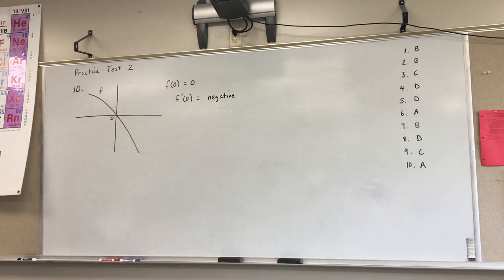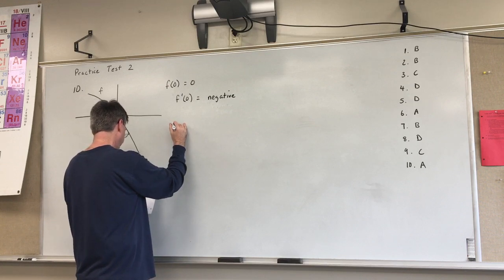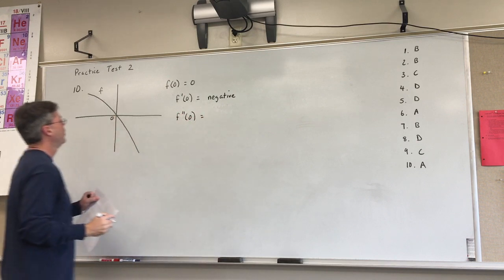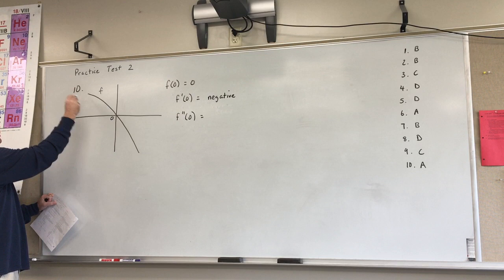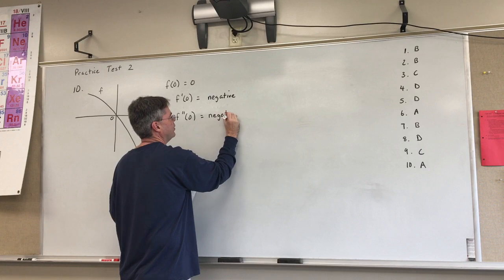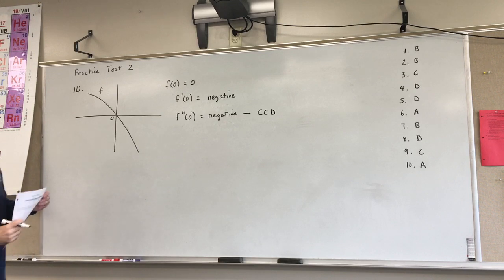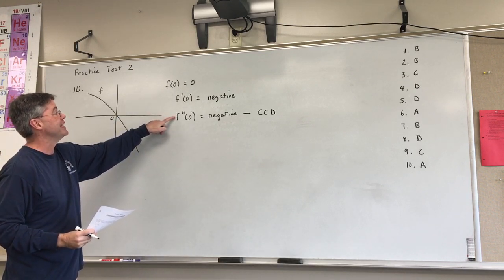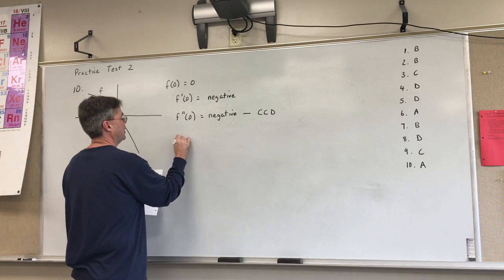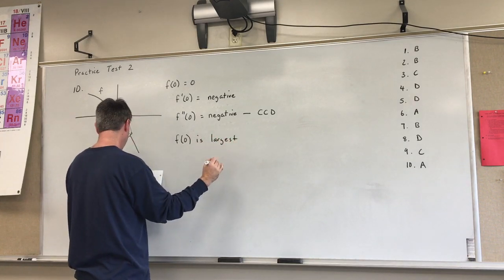Okay, so we know that f of 0 is bigger than f prime of 0. How about f double prime of 0? Well, this graph is concave down, so it's also going to be negative. The second derivative is negative if the graph is concave down. So that means if f prime of 0 is negative and f double prime of 0 is negative, then the largest value is just f of 0. And so that is A.